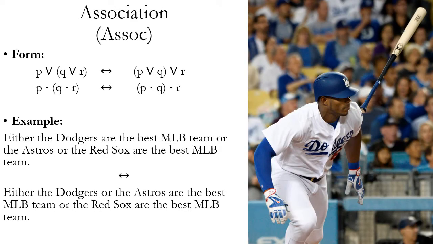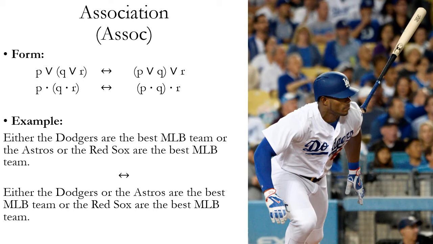Association is a replacement rule that lets you switch where the parentheses are, but only in cases where you have the main operator, the wedge, and one of the disjuncts is itself another disjunction, or when you have the main operator, a dot, and one of the conjuncts is itself a conjunction. So let's look at a natural language example of this.